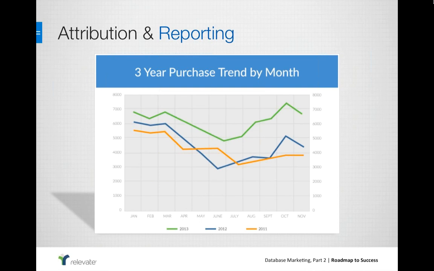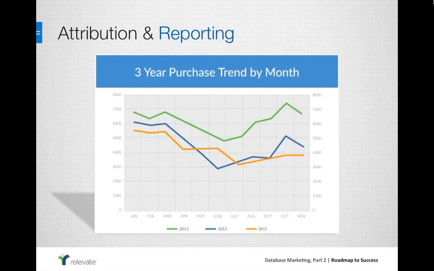In addition to campaign performance reports, the database can provide information about the overall state of the business. Key performance indicators, or your KPI reports, can be created to review performance of product categories, customer segments, channels, seasonality, etc. The chart on the screen now is an example of a 3-year trend report by month.